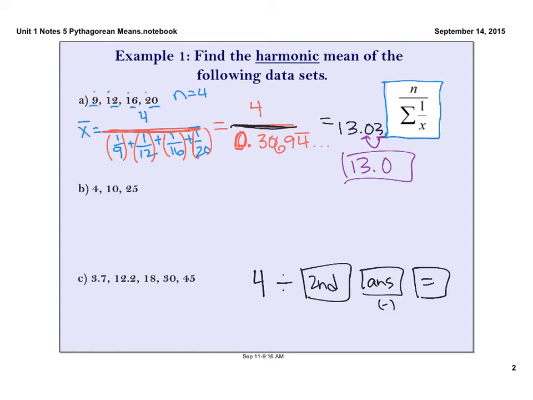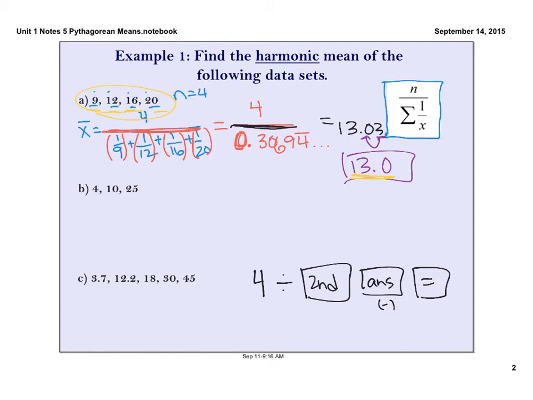One other thing that I want to point out, take a look at the mean that you got. The mean that you got is 13.0. The data that you have is 9, 12, 16, and 20. It makes sense to me that your mean would be somewhere in the middle of those numbers, okay? So that's the other thing to spot check. Make sure that your mean makes sense. If it's not in the range of your data, then you did something wrong. It's still a measure of central tendency. It still should be somewhere in the middle of whatever your data set is.